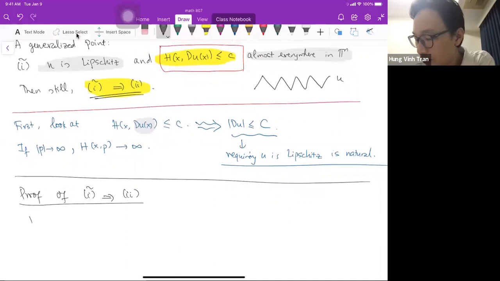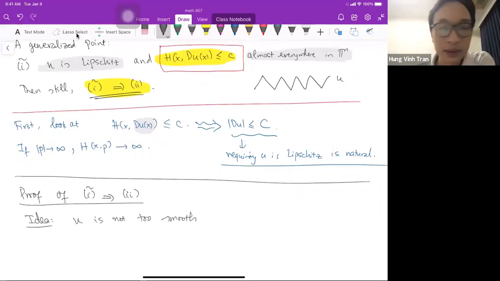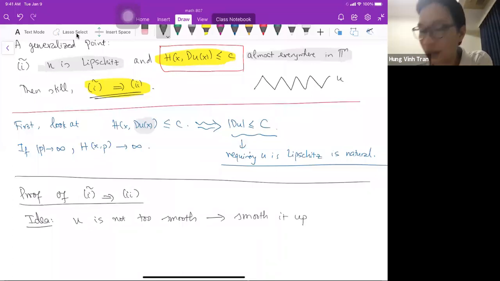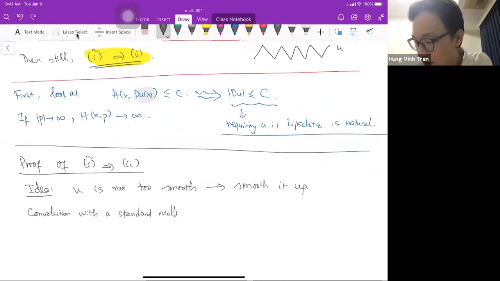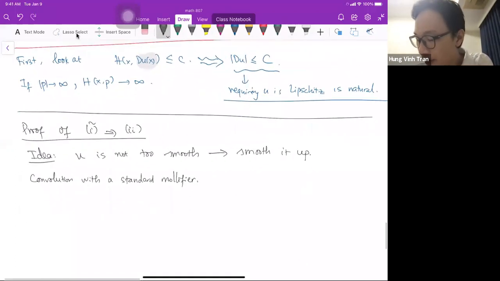The idea is very simple. If u is not too smooth, and you face something like that, then the idea is to smooth it out. There are various different ways to smooth out functions, and the simplest way is to use convolution with a standard kernel, with a standard mollifier. So you take a mollifier.